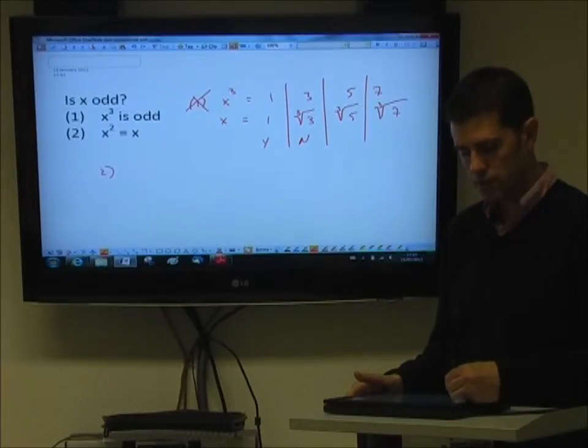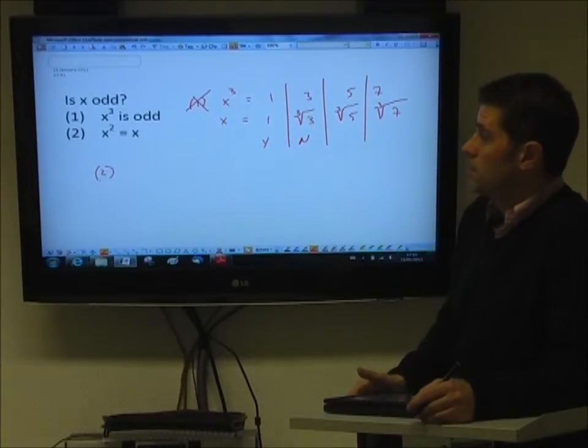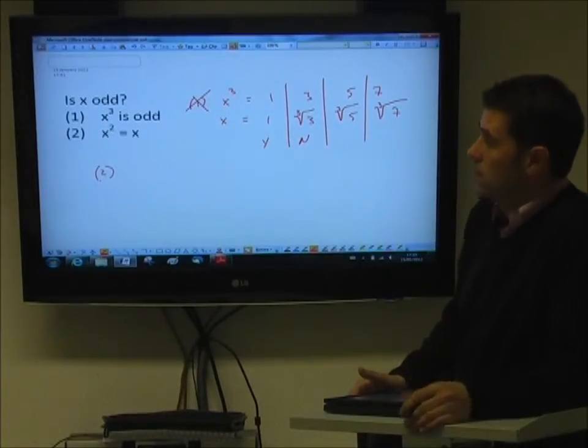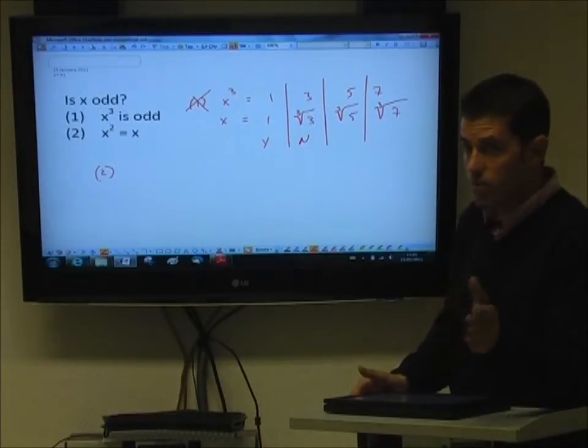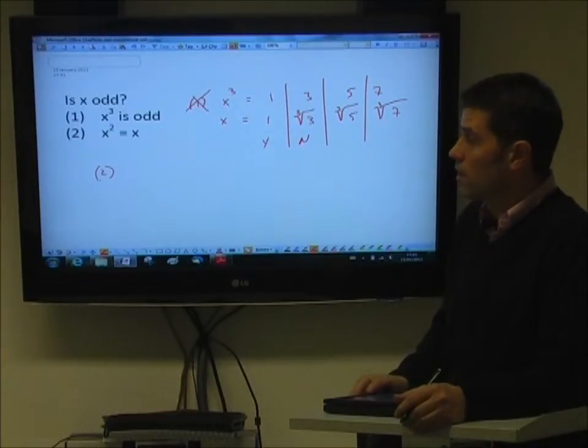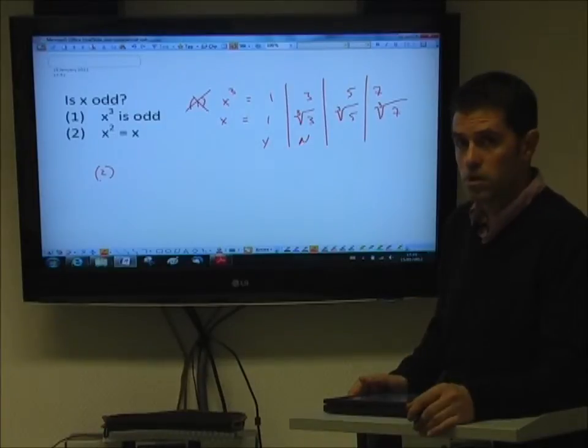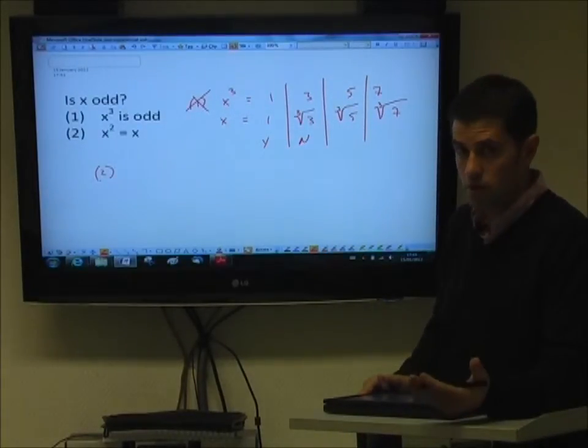Now, when I look at statement 2, I would say the biggest mistake people make is they think when you see x squared equals x, you can simply divide both sides by x, but that's not true. What you need to do whenever you're working with a quadratic, an x squared, you have to set everything equal to 0, and then you could solve for x.